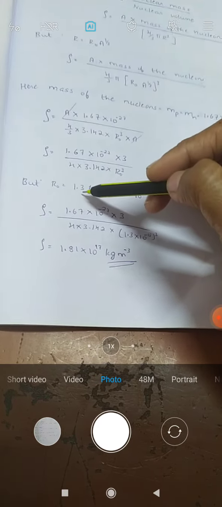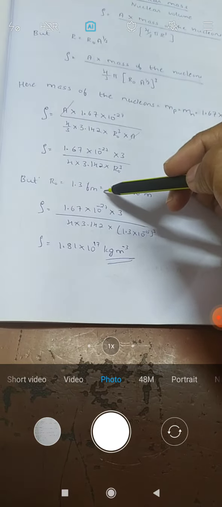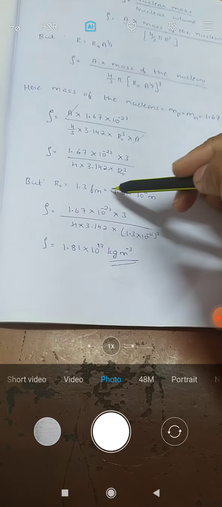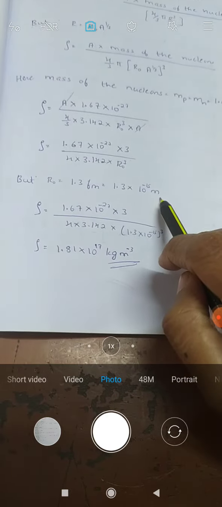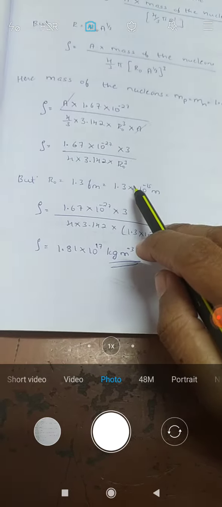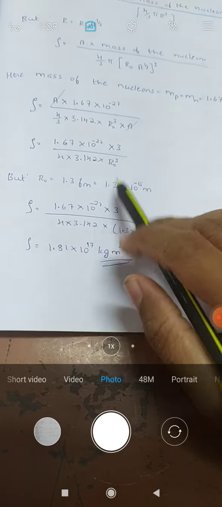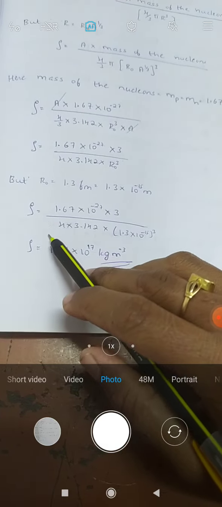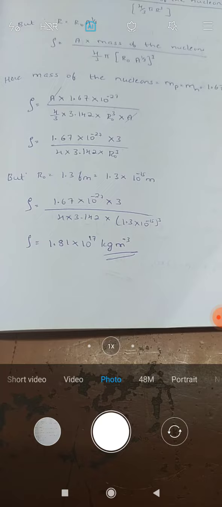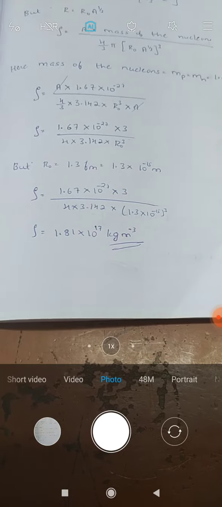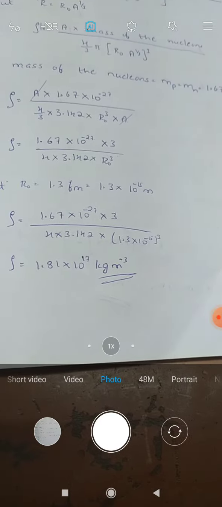But we already know that the value of R naught is constant. R naught is equal to 1.3 femtometer, that means 1.3 into 10 to the power of minus 15 meter. So substitute the value of R naught in the above expression. We get nuclear density rho is equal to 1.67 into 10 to the power of minus 27 into 3 divided by 4 into 3.142 into 1.3 into 10 to the power of minus 15 whole cube.